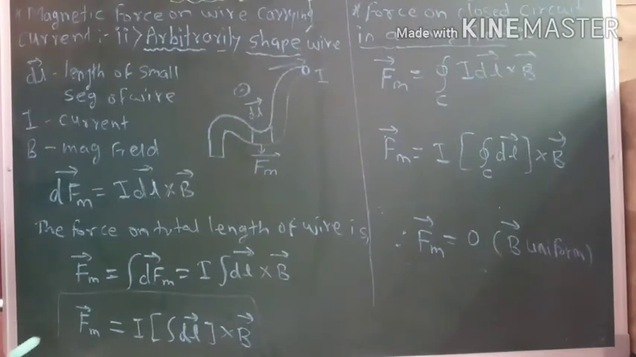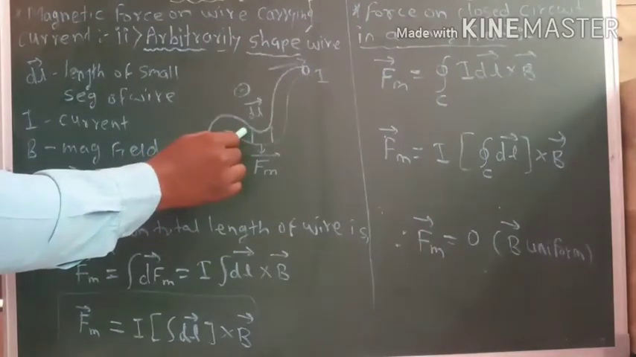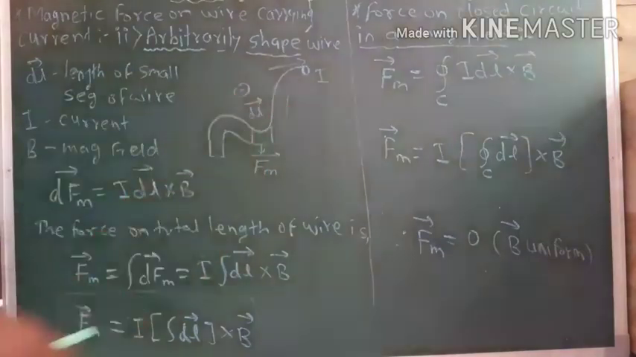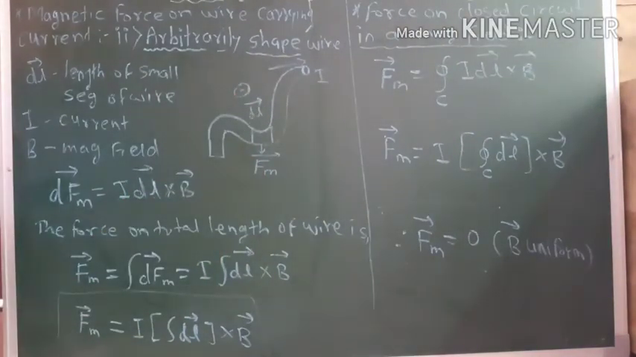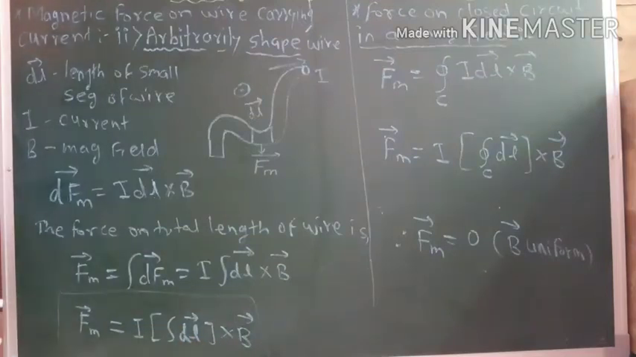This magnetic field B vector is uniform over the length of the whole wire, because the magnetic field here is the same as here, and anywhere the magnetic field is uniform. Therefore we can write F_m vector is equal to I into the bracket, integration of dl vector, cross B vector, which is outside that bracket. This B vector is the uniform magnetic field. Therefore we only need the integration of dl vector.